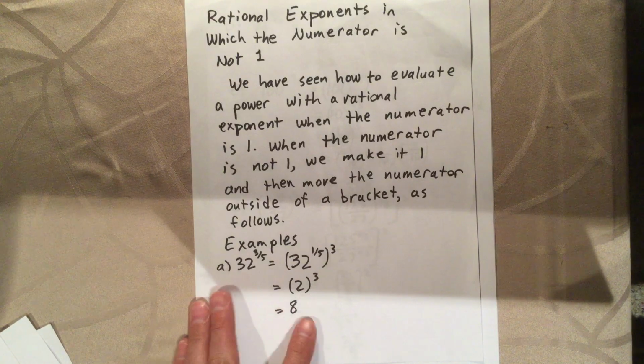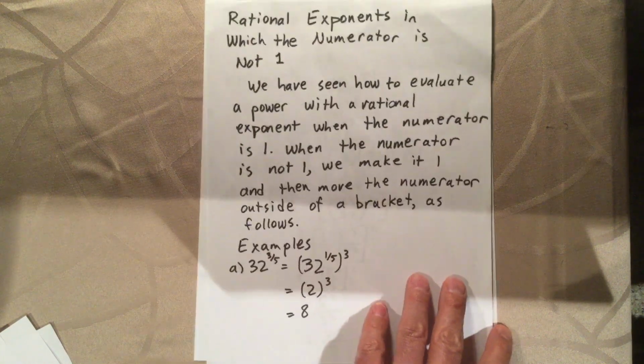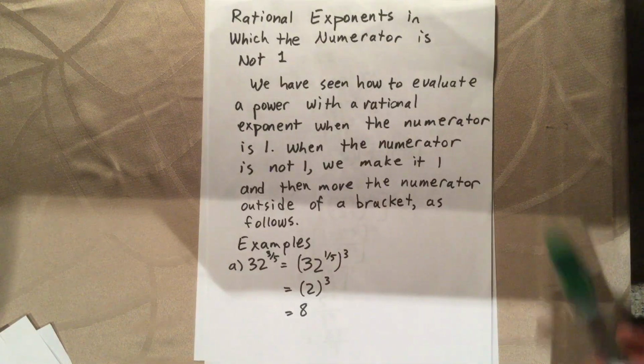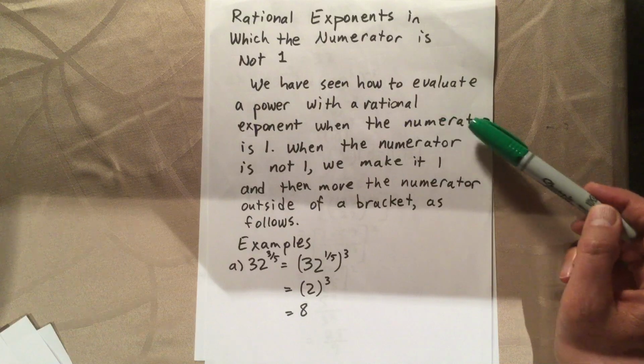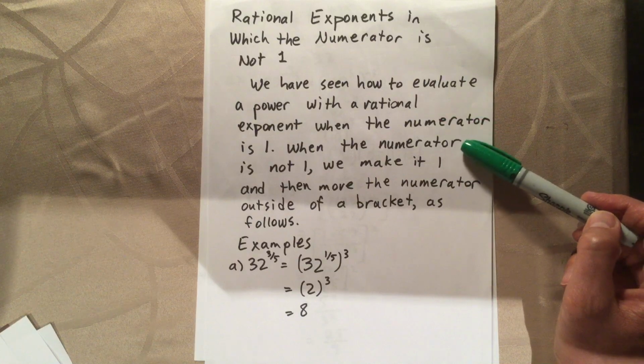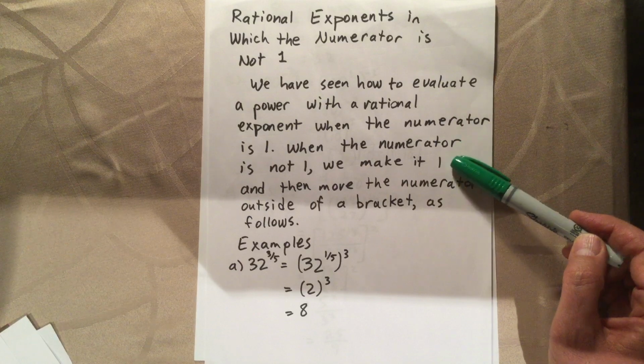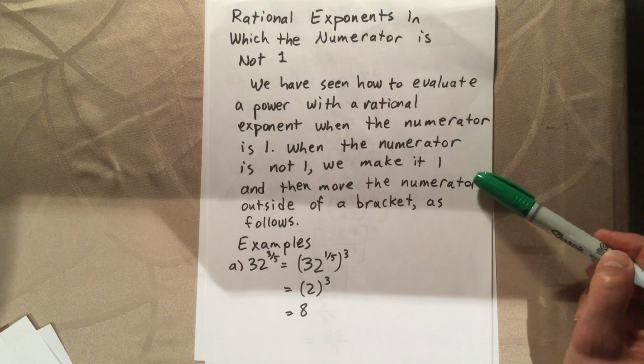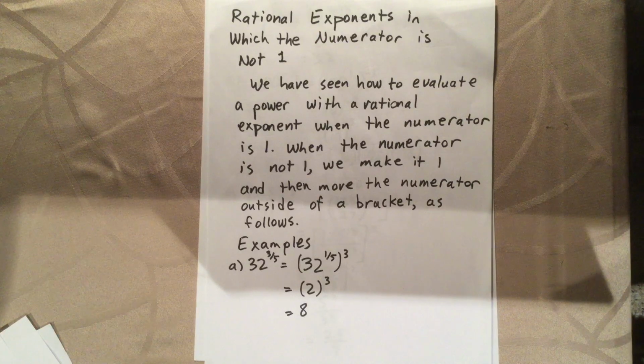Now, we're going to have rational exponents in which the numerator is not 1. So we've seen how to evaluate a power with a rational exponent when the numerator is 1. We just did that on the previous page. When the numerator is not 1, what we do is we make it 1 and then move the numerator to the outside of a bracket as follows.